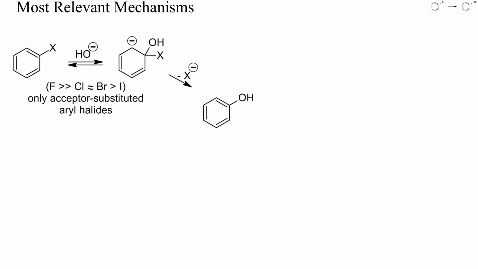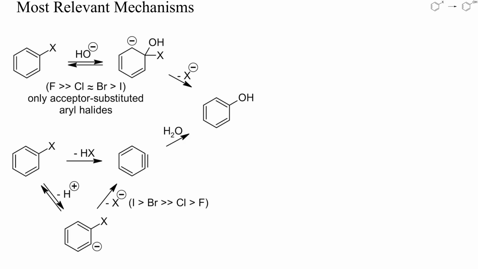Aromatic nucleophilic substitutions can proceed by different mechanisms. If a given aryl halide has electron withdrawing groups in positions 2 or 4, substitution can occur by an addition-elimination mechanism with an anionic intermediate. Fluoride is the best leaving group in such instances, and iodide the worst.